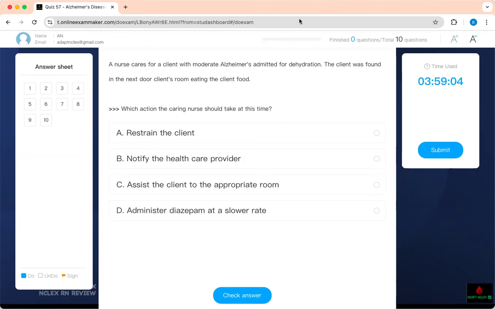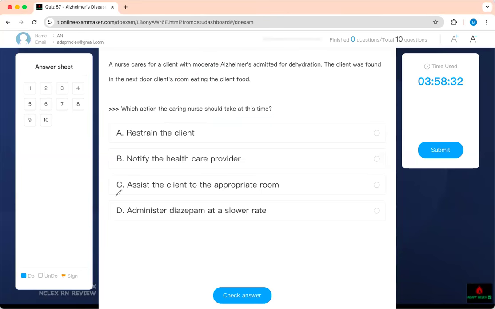What do we have? Test taking strategy. Read the question from the back. The client was found in the next door client's room eating food. Which action should the nurse take? So what is the problem? A nurse cares for a client with moderate Alzheimer's disease admitted for dehydration. The client was found in the next door client's room eating the client's food. Which action should the nurse take at this time?